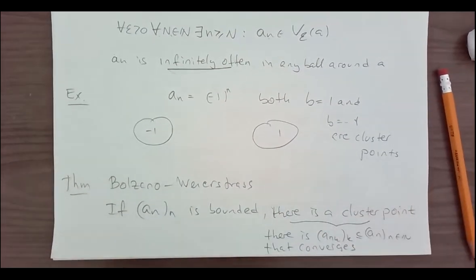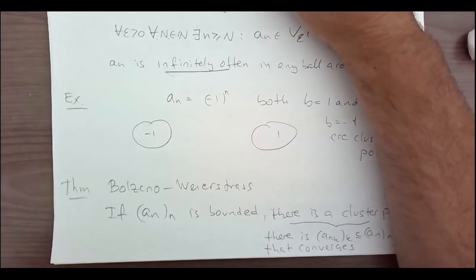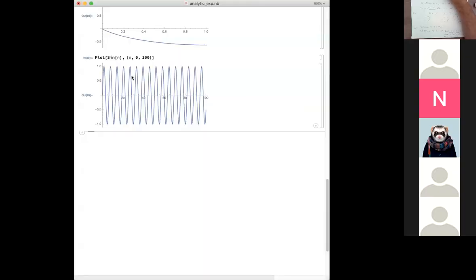But what do you think about cluster points? If I have a cluster point, so say take the cluster point to be 1 here, I don't converge to 1, but can I find a subsequence that converges to 1? Right? So if you have cluster points, you can find subsequences that converge to those.